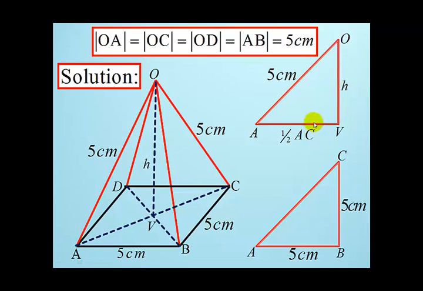So if you know the distance AC, the distance from A to C, we can divide the result by 2, and you have the distance from A to V. How do we calculate the distance AC? It means we have to consider another triangle, triangle ABC. Considering triangle ABC, we know that AB is 5 centimeters and BC is also 5 centimeters. Now let's find AC. After finding AC, we divide it by 2 and we know the distance from A to V. So we proceed.